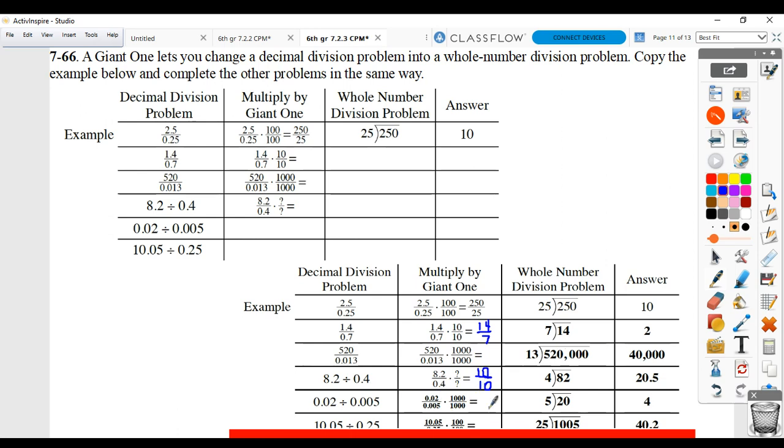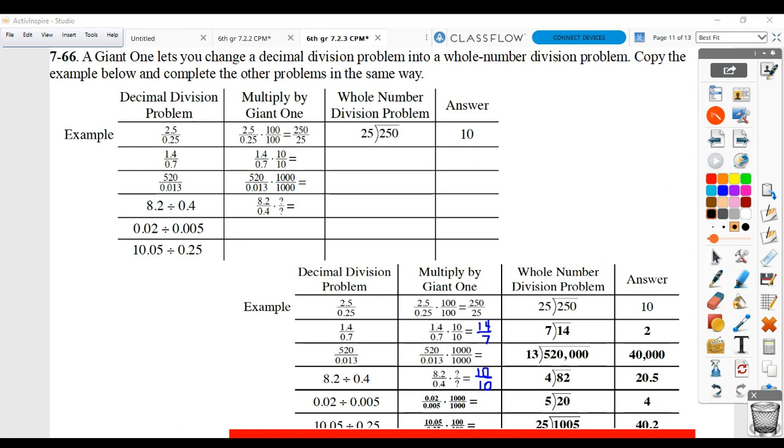Here, they've left all of this free to do. So this would be 2 hundredths divided by 5 thousandths, or you can think of it as a fraction. Either way, you'd multiply by 1,000, both top and bottom, which gives you 20 divided by 5. Again, moving over 3 decimal places in both, which of course is 4.